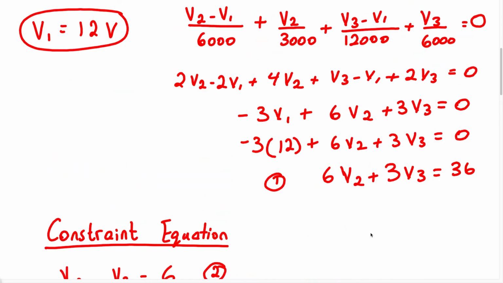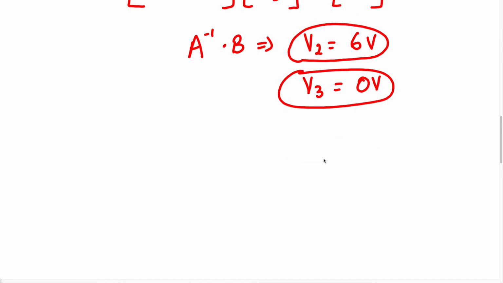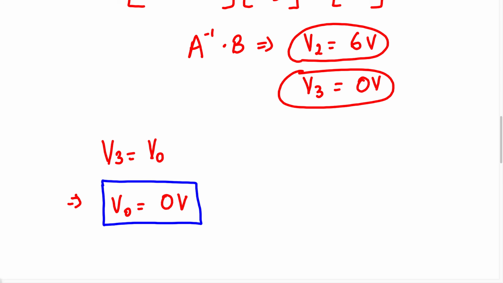Now, when we look at this, they want us to find the voltage VO, and we know the voltage VO is going to be the same voltage that's at node 3. Therefore, we know V3 equals the voltage VO. Therefore, VO equals 0 volts, because the voltage VO is the same as the voltage at node 3, and we found that to be 0 volts. So this is going to be our answer for this particular problem: VO equals 0 volts.